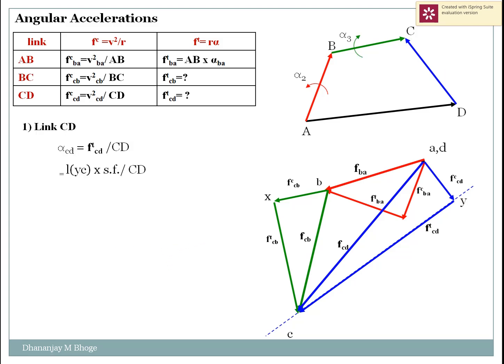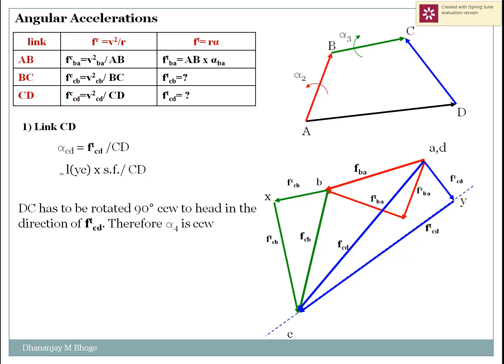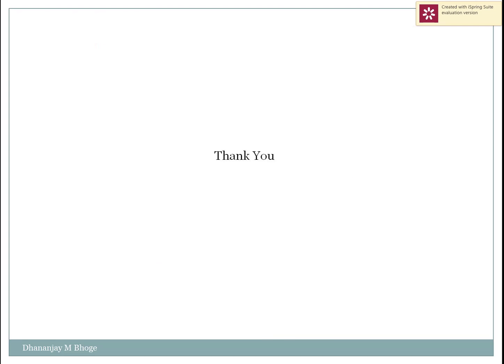Now for link CD, its angular acceleration alpha CD is equal to FTCD divided by the length of link CD. So the magnitude of FTCD is equal to the length of the vector representing FTCD, which is equal to the length of vector YC into the scale factor, divided by the length of link CD. Now position vector DC has to be rotated through 90 degrees in counterclockwise direction to head in the direction of the vector representing FTCD. So alpha CD is counterclockwise.